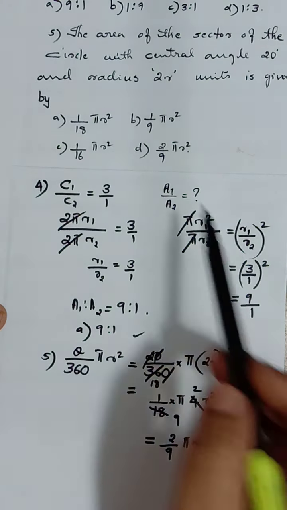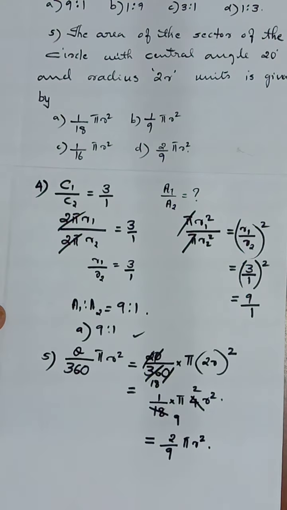Which is the correct option? Option D is correct. It is 2 by 9 pi r square. Option D, 2 by 9 pi r square.